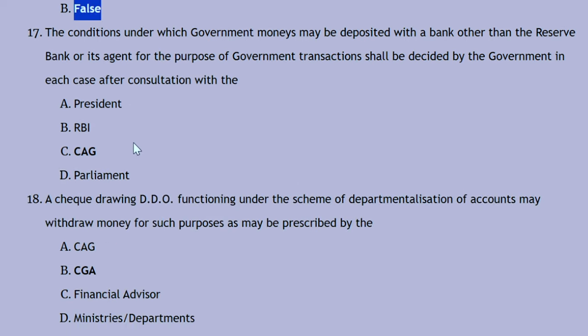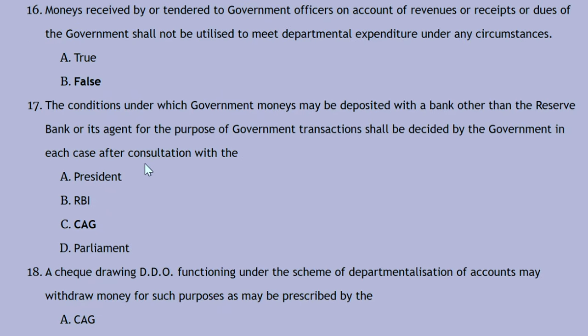The conditions under which government money may be deposited with a bank other than the Reserve Bank or its agent for the purpose of government transactions shall be decided by the government, in this case after consultation with the CAG.